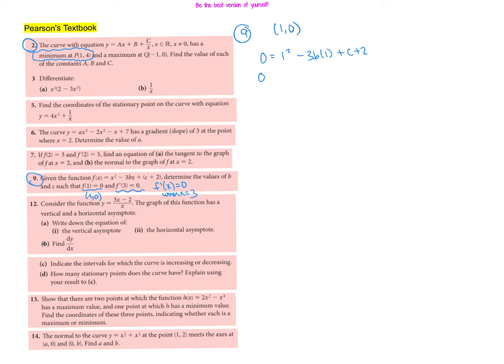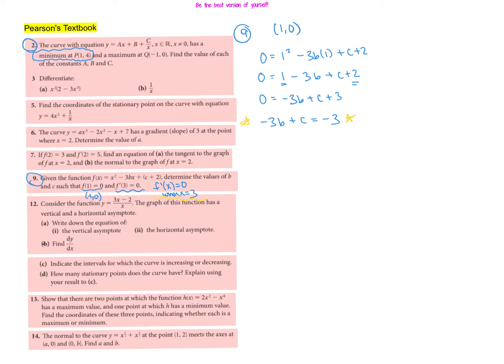So I have 0 equals 1 minus 3b plus c plus 2. I'm going to add these numbers, so negative 3b plus c plus 3. And then I'm just going to subtract the 3 over. So I have negative 3b plus c equals negative 3. That's going to be one of our two equations.